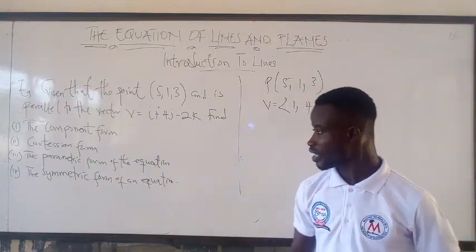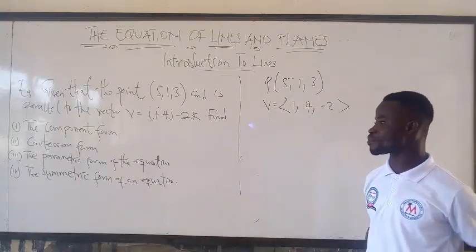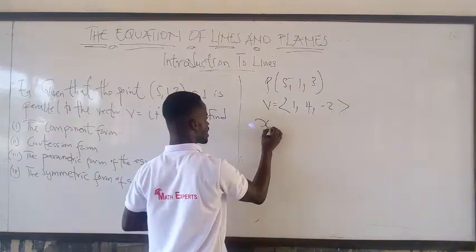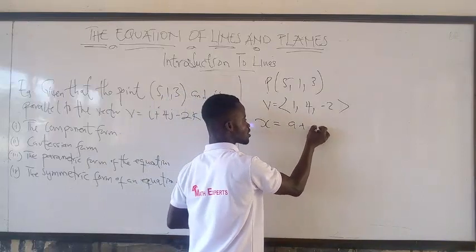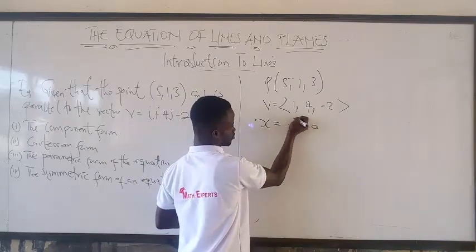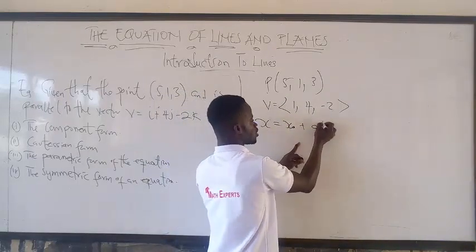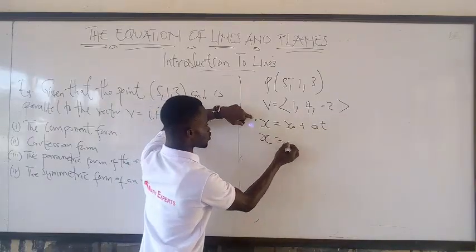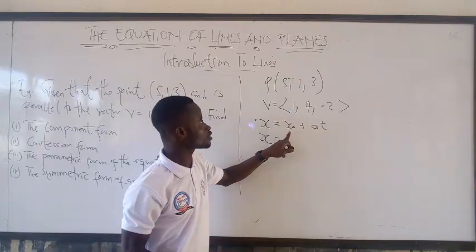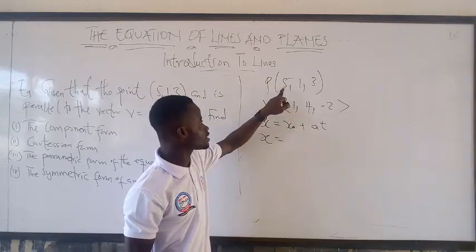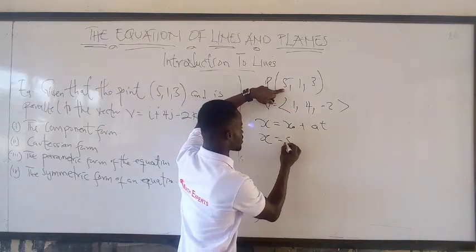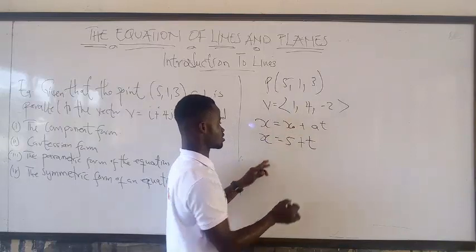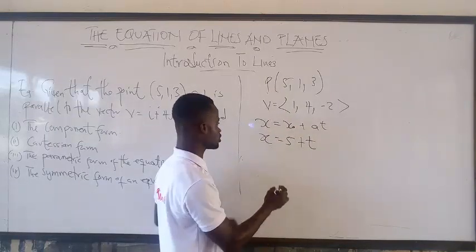Okay, so let's go to the third one, which is the parametric form. We know the parametric form is in the form S is equal to S0 plus AT. So here, S is equal to S0, which is coming from the ordinate of the first point, 5, plus the A, which is here, 1, so here is T. That's our first point.